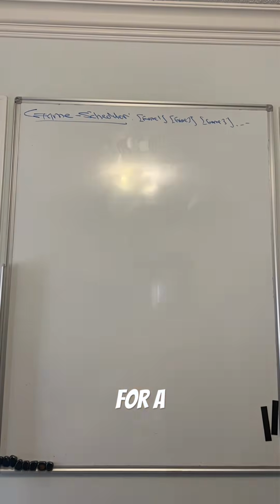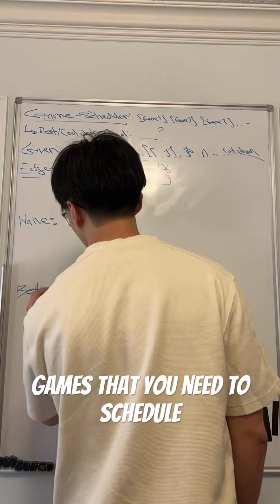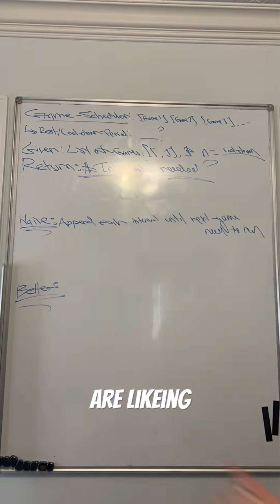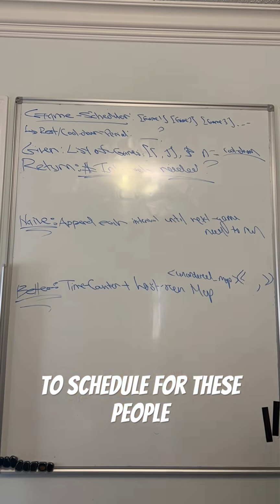You are auditioning for a viral Korean dating show, given various games that you need to schedule for the contestants. Contestants are like Sung Jin Woo, Bing Bing Bing, Ming Lee Hu, Ning Ning, you know what I mean? And essentially, you'll have game one, game two, game three that you need to schedule for these people.